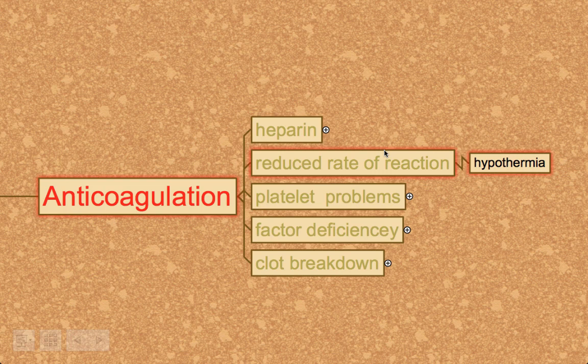A hypothermic patient may have difficulty forming a clot, but the lab tests will all be normal since the tests are run at 37. You actually have to look at the monitors and determine that your patient is warm to help you interpret the results of your tests.